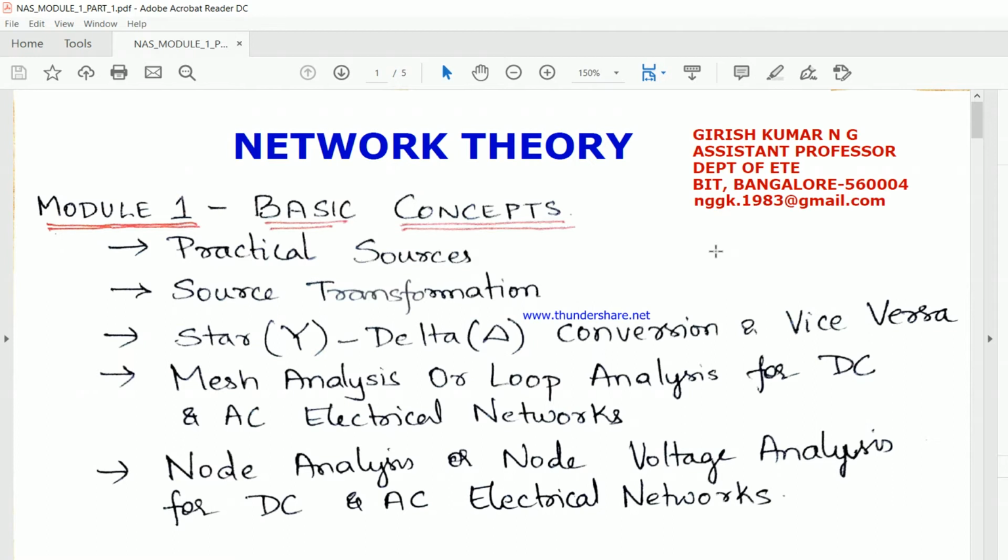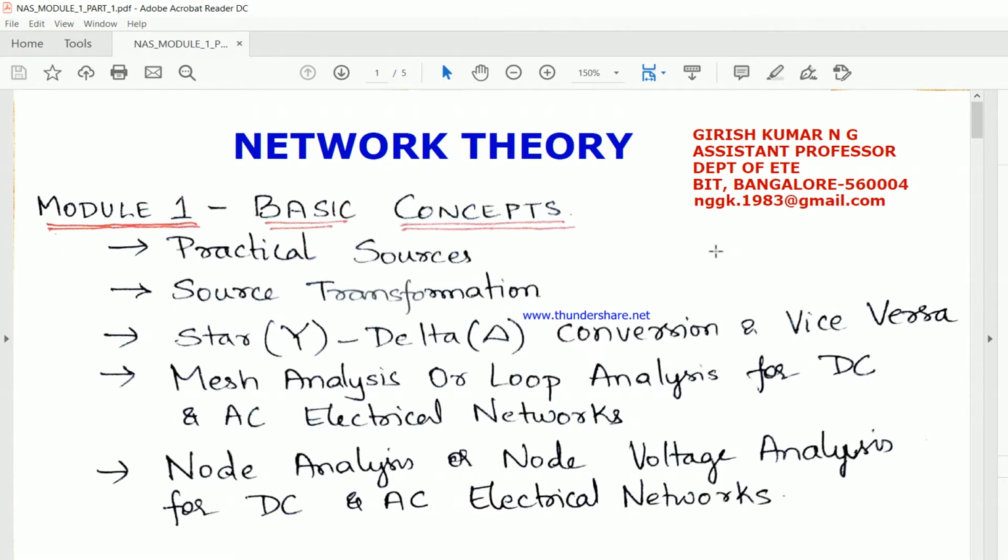So the first concept that we are going to learn is something related to practical sources. That means we will know what the different elements are that are actually used in an electrical network. As you all know, we have two types of network. One is the DC network and the other one is the AC network. We will be working on both DC and AC electrical networks.